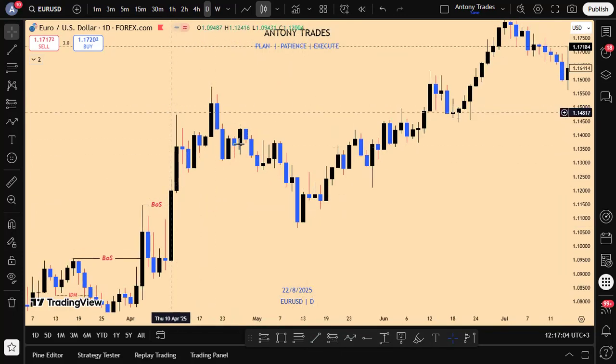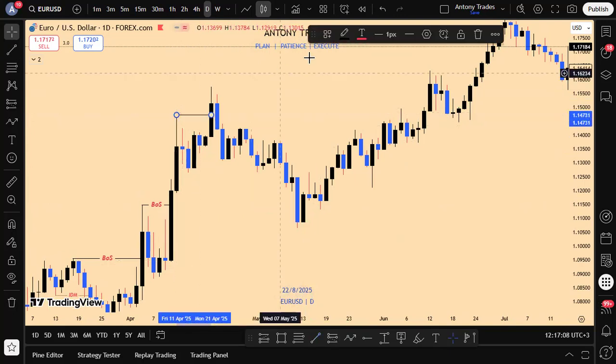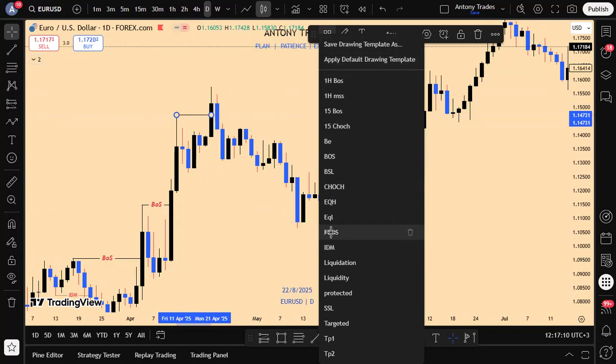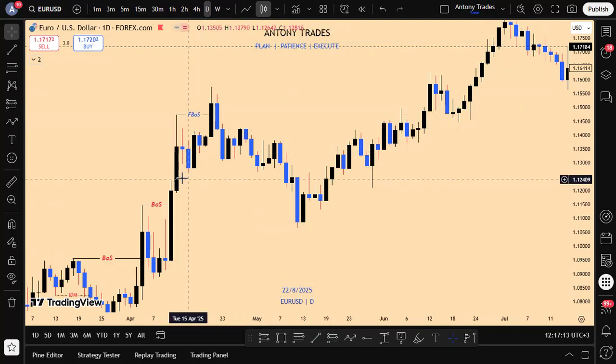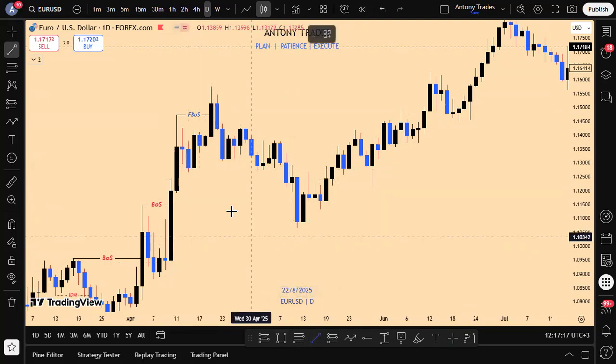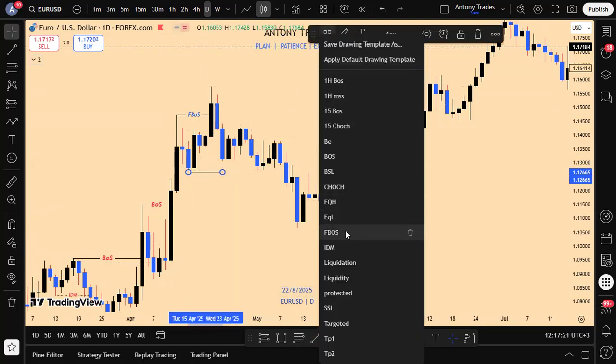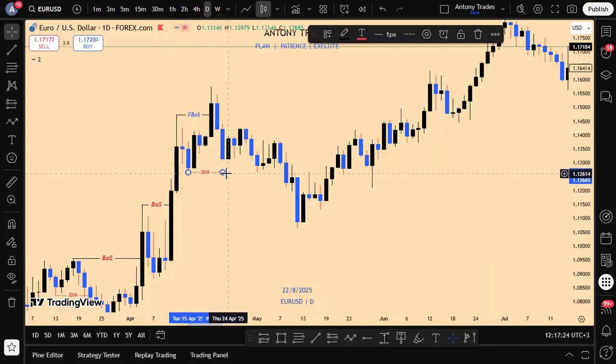After that, the market created an inducement here. Can you see? This is an inducement. This is a fake break of structure because it never swept any liquidity within this leg. This is the first inducement that was created, so this becomes a major inducement.